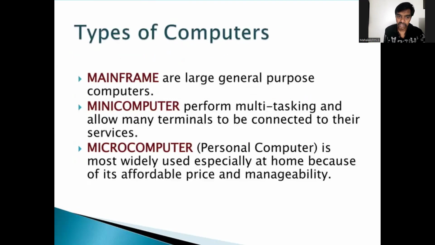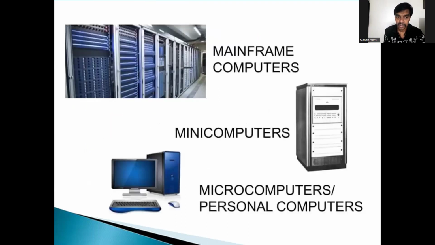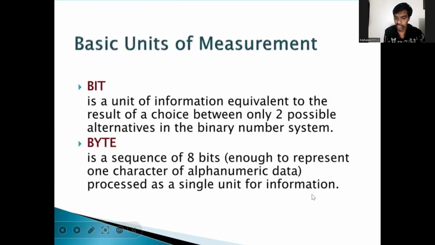Next we are going to see the types of computers. They are classified into three types: one is the mainframe, two is the minicomputer, and number three is the microcomputer. The mainframe is a large general purpose computer. The minicomputer is used for multitasking purposes. The microcomputer can be used widely, especially at home, at an affordable price and manageable. Some figures are shown: the mainframe computers look like this, the minicomputers like this, and the microcomputers like this.